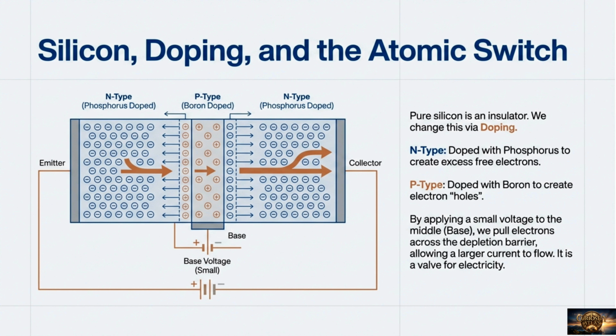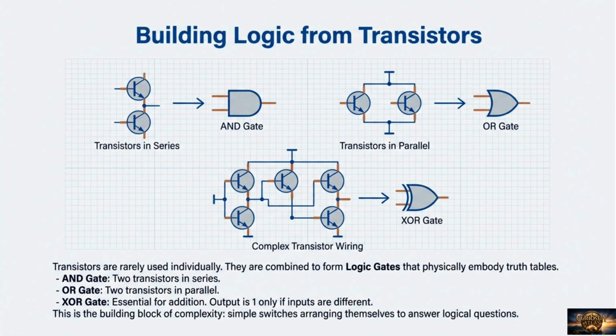The transistor works by doping pure silicon, an insulator, with impurities like phosphorus (N-type) or boron (P-type). This creates free electrons and holes. Applying a small voltage to the base allows a larger current to flow across the depletion barrier, acting as an electrical valve. Transistors are combined to form logic gates that physically embody truth tables.